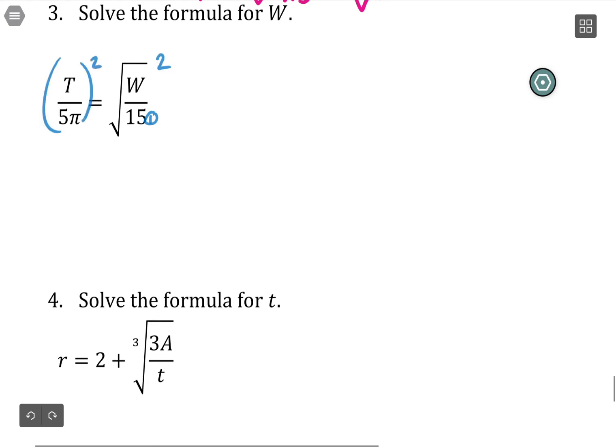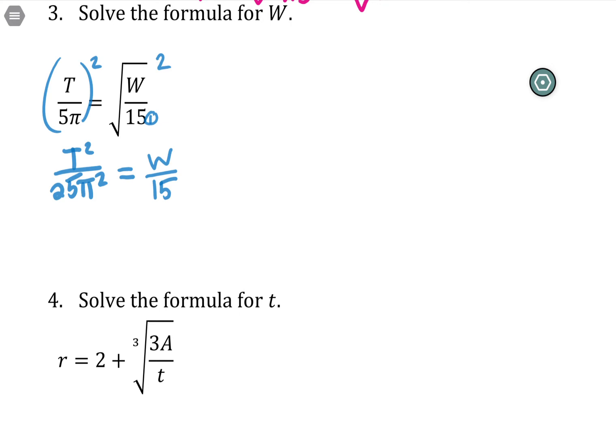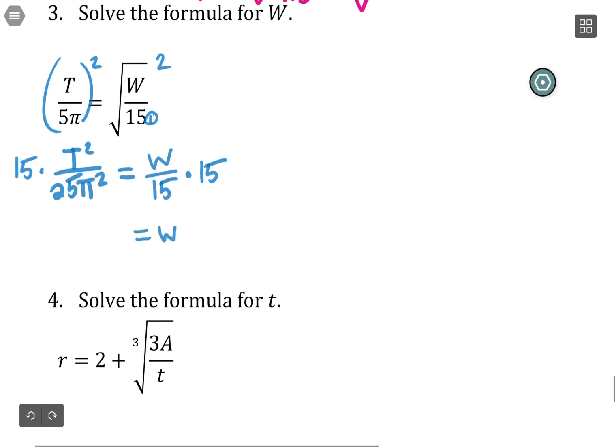So I'm going to get t squared over 25 pi squared. And I would say if you have extra parentheses, get rid of those. So some simplification is good, but I'm not really worried about getting common denominators and adding fractions. W over 15 is all that's left on the right-hand side. So to get rid of the 15, since we're dividing by 15, we would multiply to get rid of it. We have to do it to both sides. So we're just going to have a W left on the right-hand side.